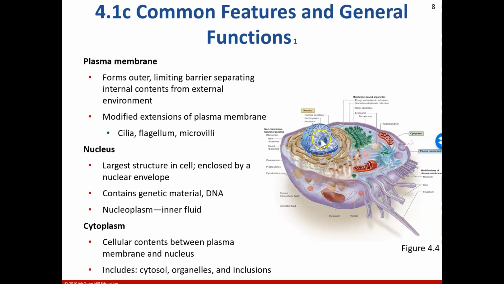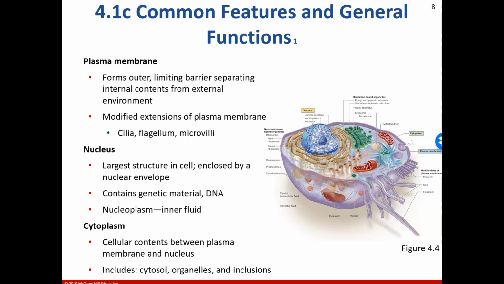Now, this darker spherical structure over here is called your nucleolus. Our nucleolus is going to assist with synthesizing ribosomes, which will help create proteins. So more on that in sections coming up.